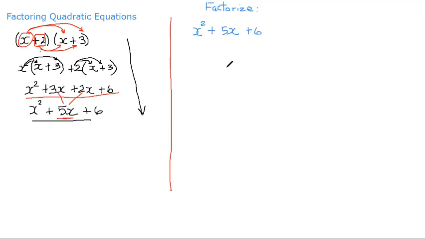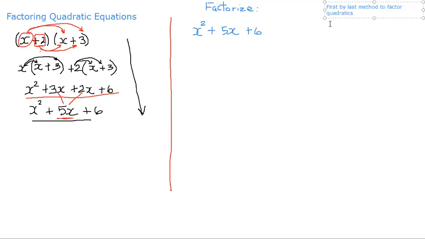Right, we want to factorize this. Now, the method we use to factorize quadratic expressions is something called the first by last method. Right, so the name of the method is the first by last method to factor quadratics.